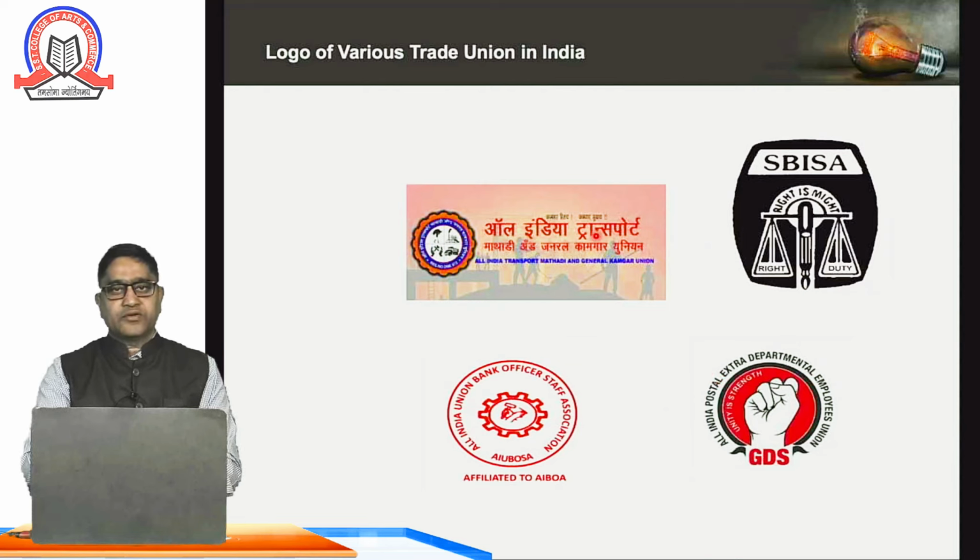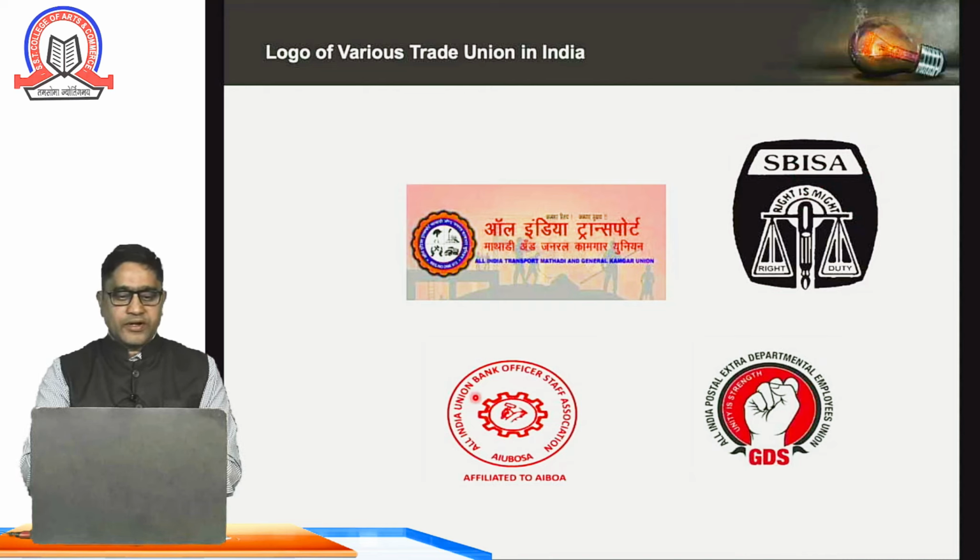One more union which is also famous is the All India Transport Mathadi and General Kamgar Union, which is quite prevalent in the APMC markets. There is also one more logo which is quite famous in State Bank of India, called State Bank of India Staff Association. That is also a union.